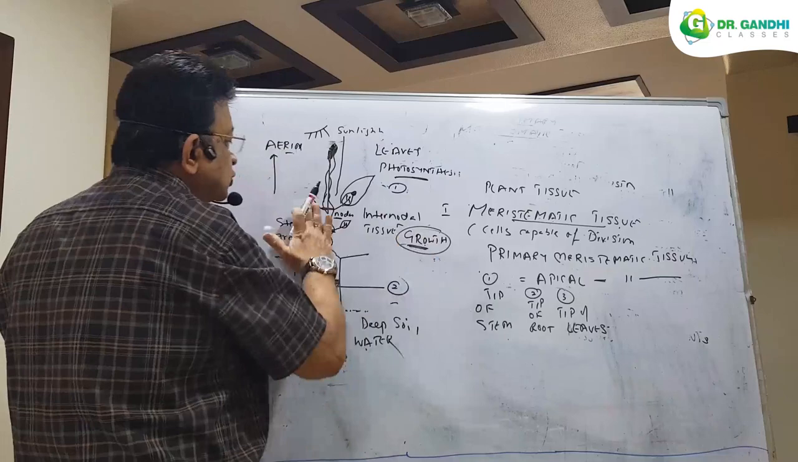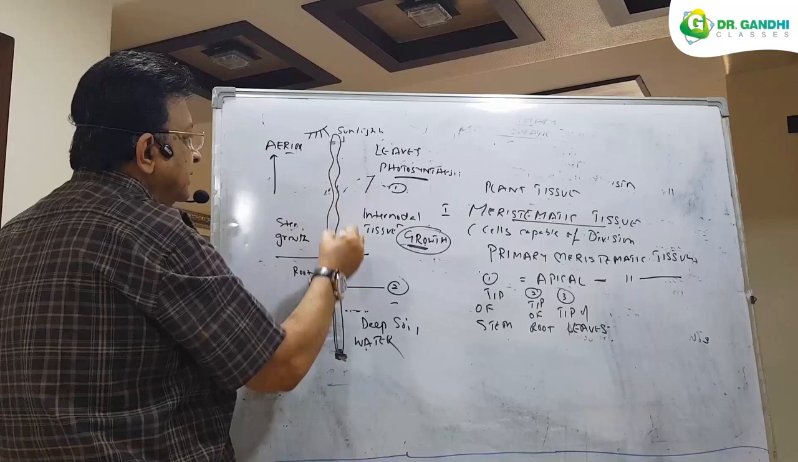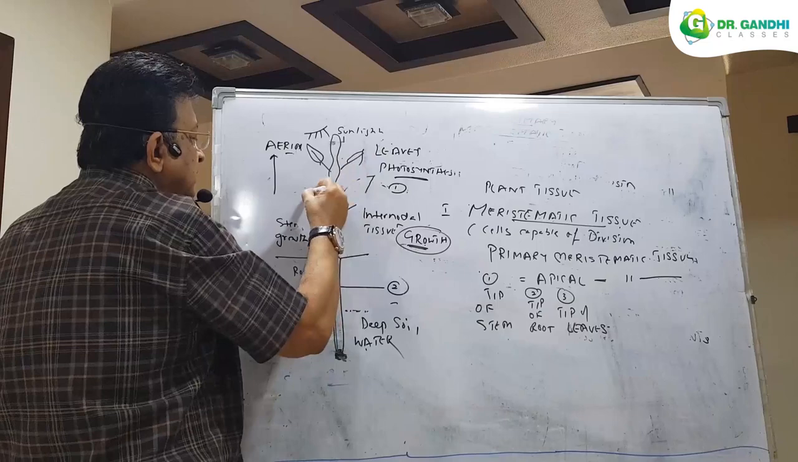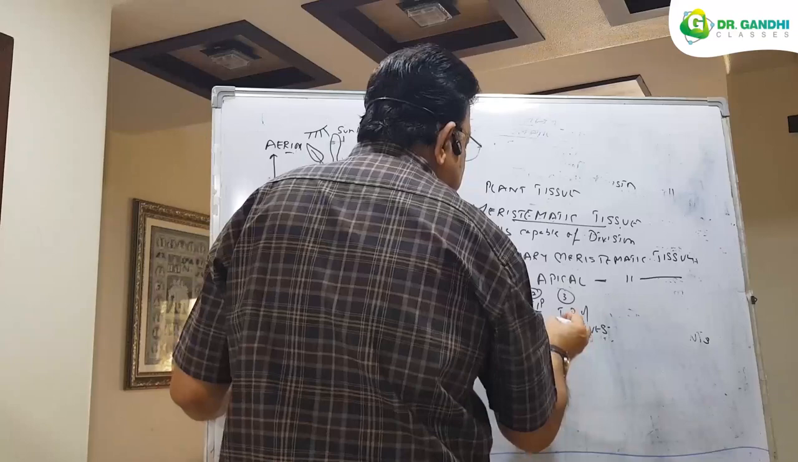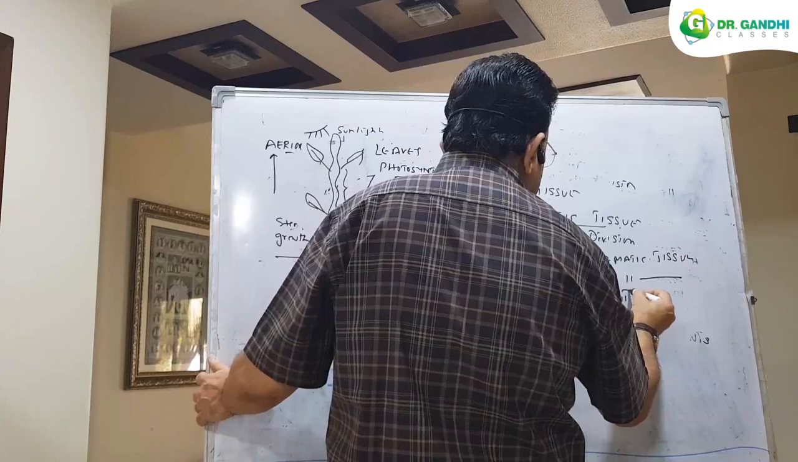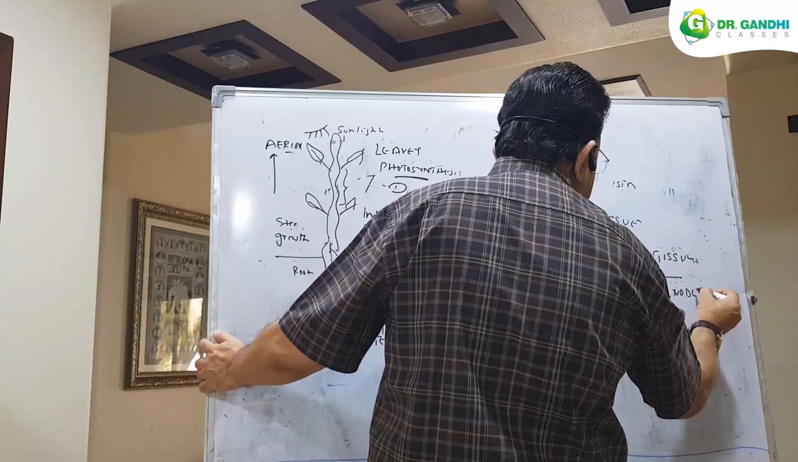So now I'm showing it. So now you can see a stem which has become aerial. The leaves have also grown, gone towards the sun. That is because of this growth known as internodal tissue. So after apical meristematic tissue, the first one, you have the second primary tissue known as internodal tissue.